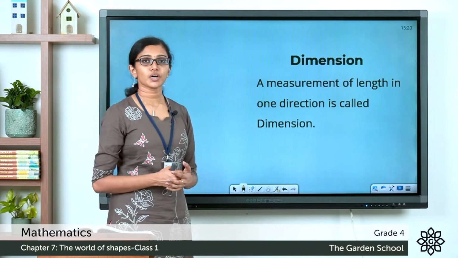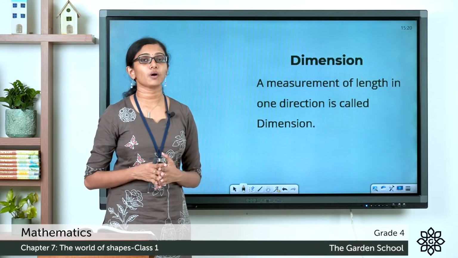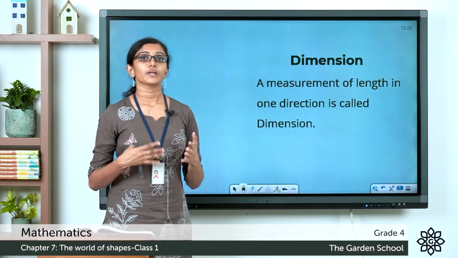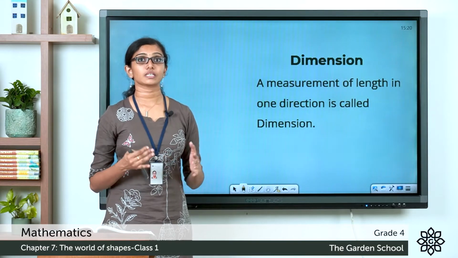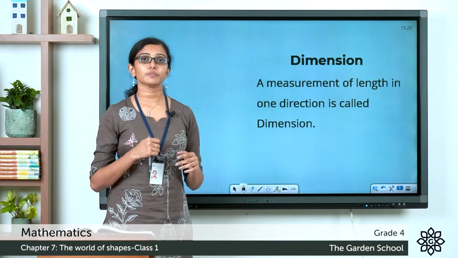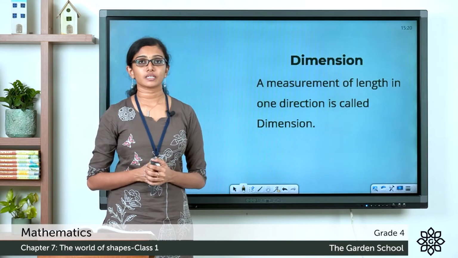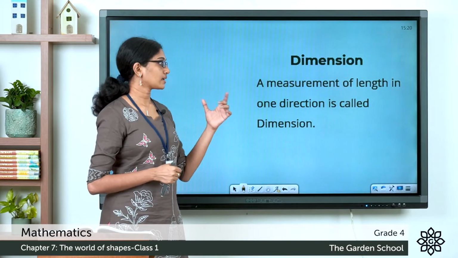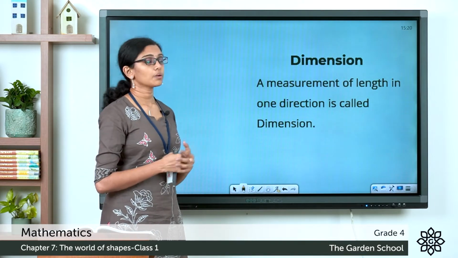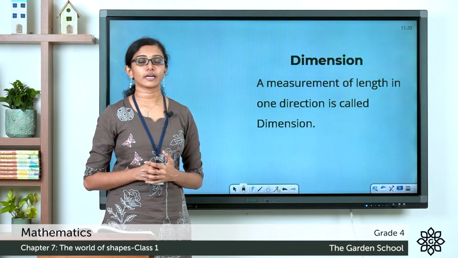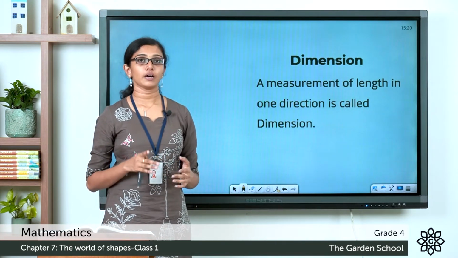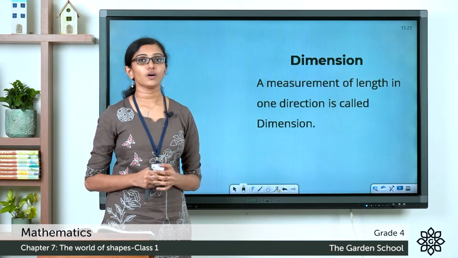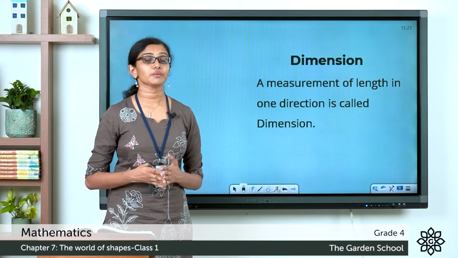Now, when you talk about shapes, it's very important to know the term dimension. What do you mean by dimension? When you describe a shape, you describe it usually with its length, breadth and measurements such as this. So these measurements that we use to define a shape is called its dimension. So a dimension is a measurement of length in one direction. Depending upon how many dimensions or measurements that we use to describe a shape, objects or shapes can be one-dimensional, two-dimensional or three-dimensional.